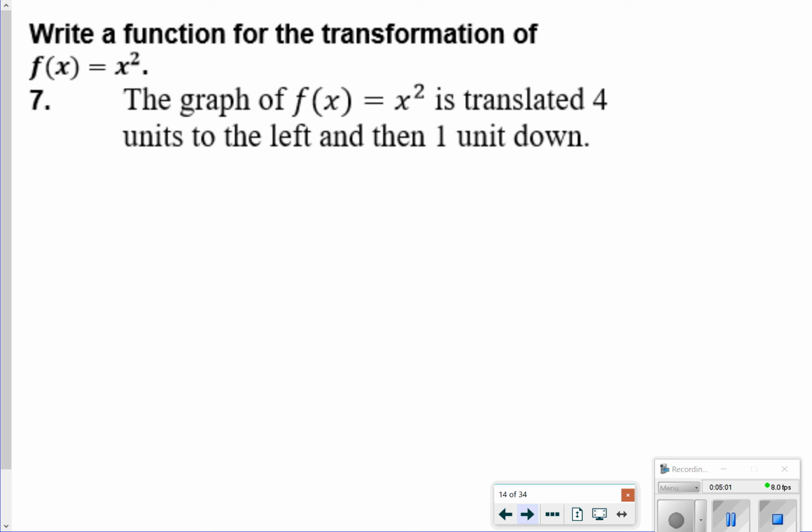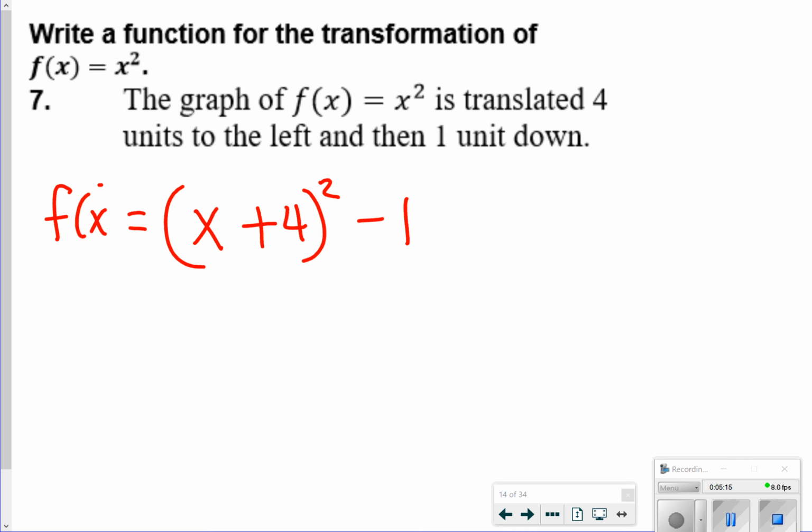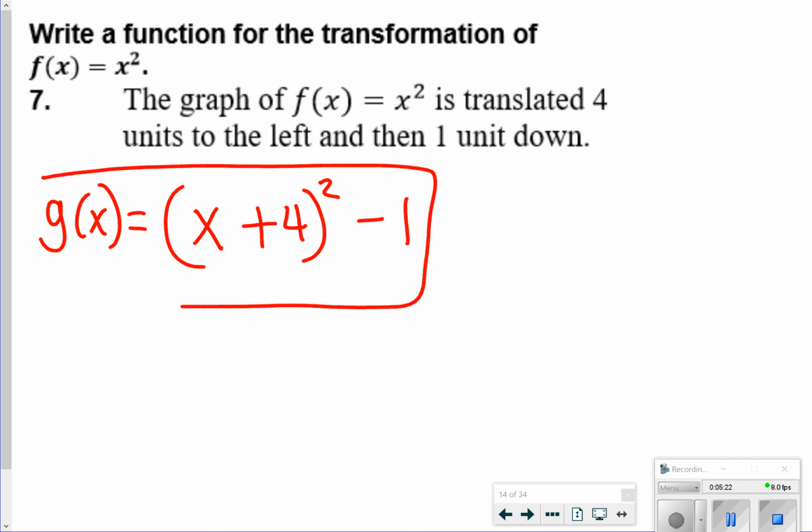The next one, we're writing a function from a graph. The parent function is f(x) equals x squared. It's translated 4 units to the left and then 1 unit down. I know 4 units to the left is going to be x plus 4, because h would be negative 4, squared, and then 1 unit down would be minus 1. I don't have anything where I'm stretching or shrinking, so I'm going to name this g(x) since it's a transformation. My function would be g(x) equals (x plus 4) squared minus 1.